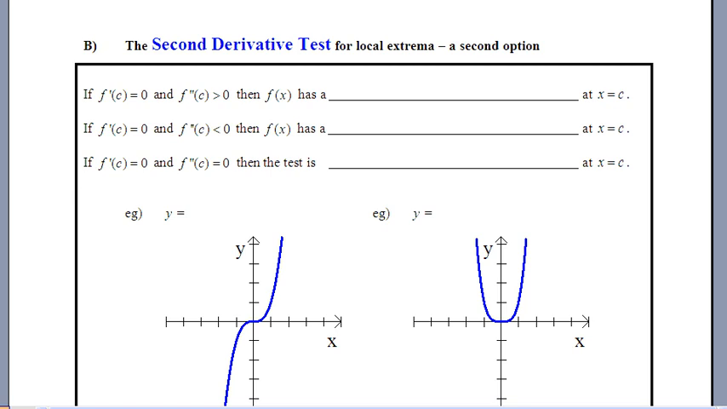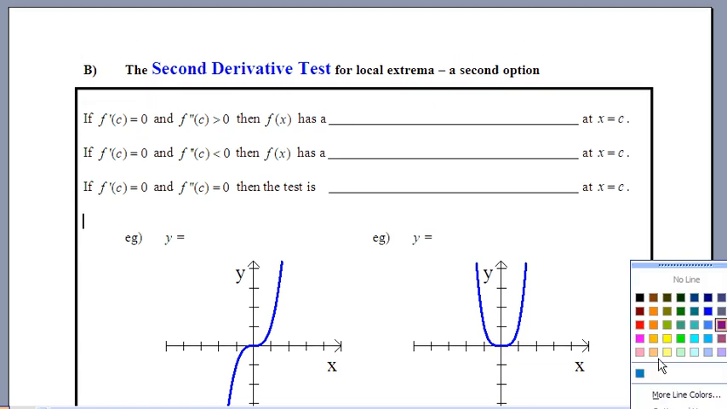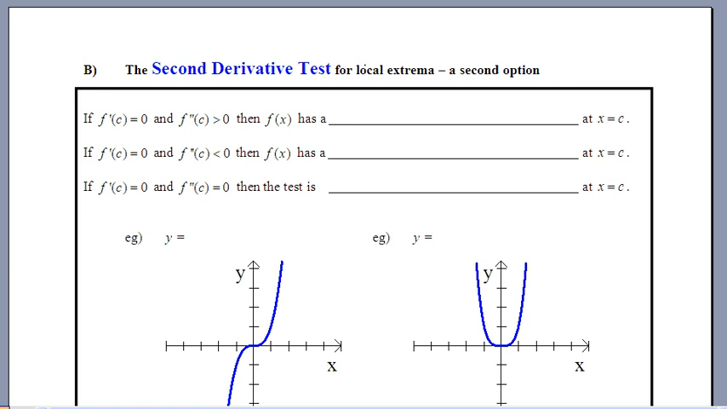Probably the most popular way to see if you've got a local extreme, a local max, or a local min. Another way to do it is actually something called the second derivative test. It's not the most popular test, but it is out there, and it gives you a chance to look for these local extremes or extrema, whatever you want to call them. So these are just maxes or mins. That's all extremes are. And this second derivative is another option for how to do it.